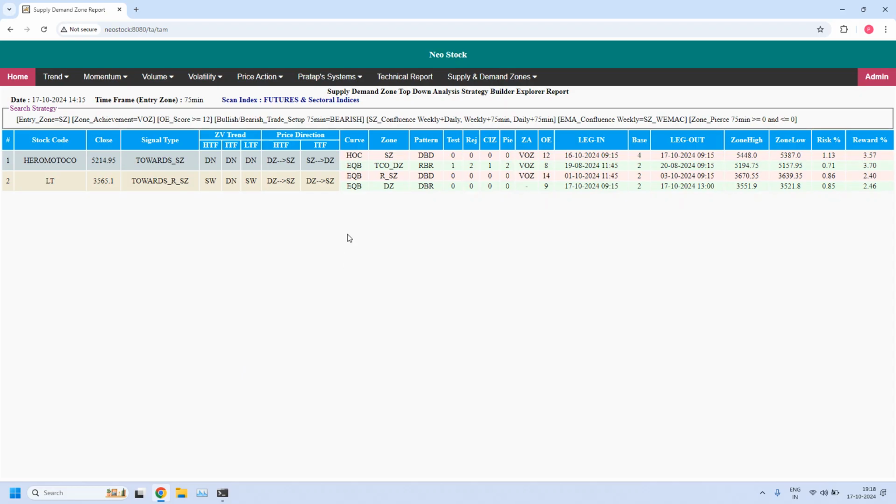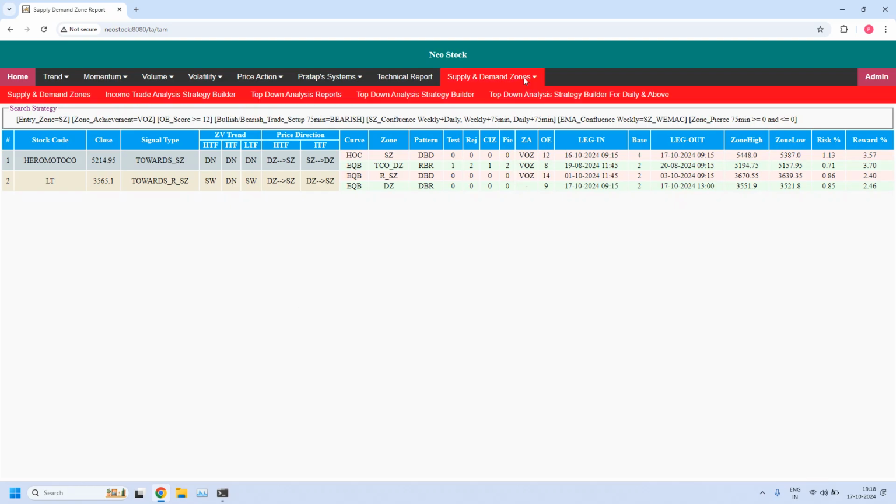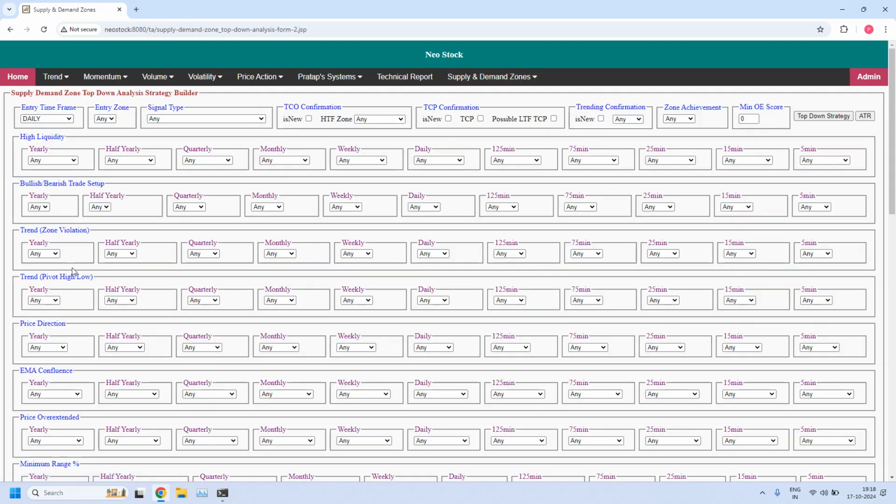That is a 75-minute supply zone, entry time frame. Okay, next set of reports are about bullish trade setup for daily income trade. Entry time frame is 15 minutes. Entry zone, demand zone. In bullish or bearish trade setup at 15 minutes time frame, I am selecting bullish.